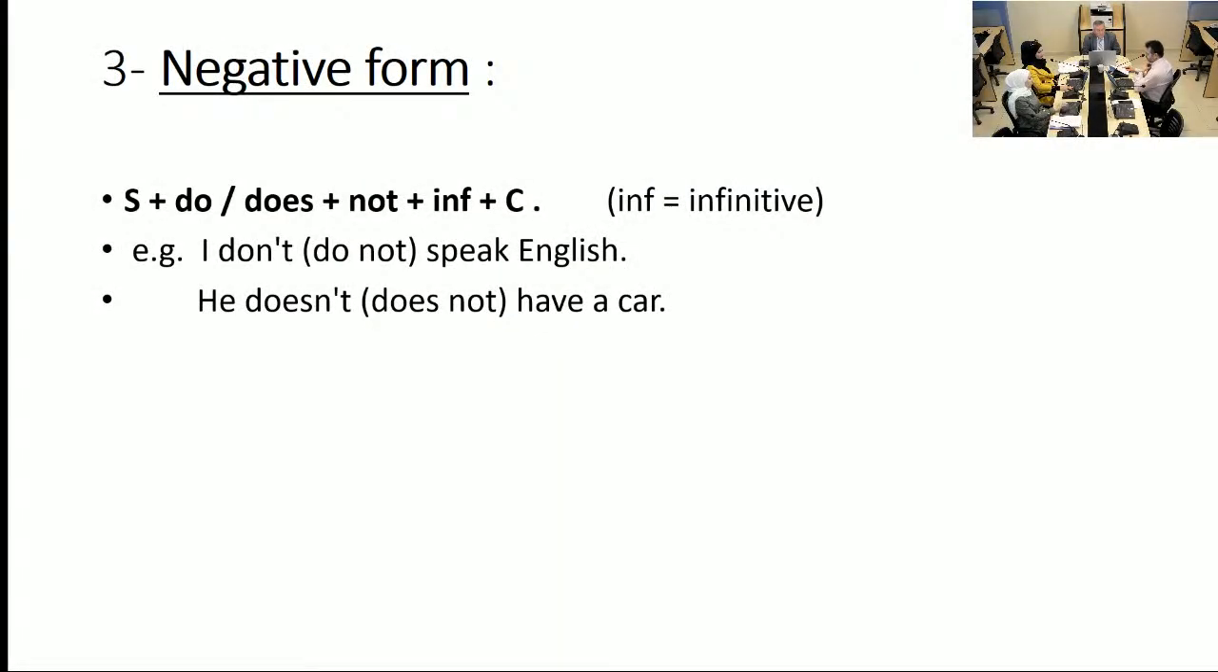Next, the negative form. The negative form is the same as the question form. In the question, we have do and does. Also in the negative form, we must have do and does. The rule is subject plus do or does plus not plus the infinitive plus complement. Example: I don't speak English. With he, she, it: He doesn't have a car. He doesn't speak English, etc.